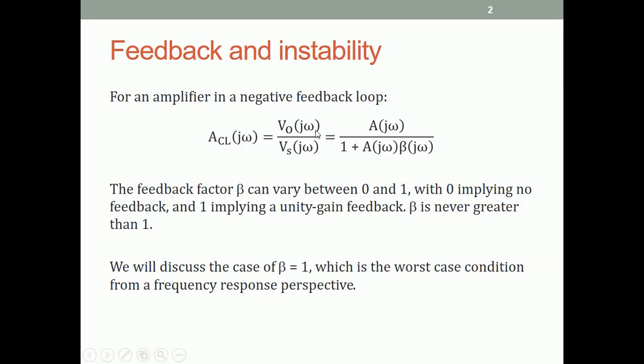What are the circuit implications or the actual signal implications of this? That an output can exist without an input in this circuit.